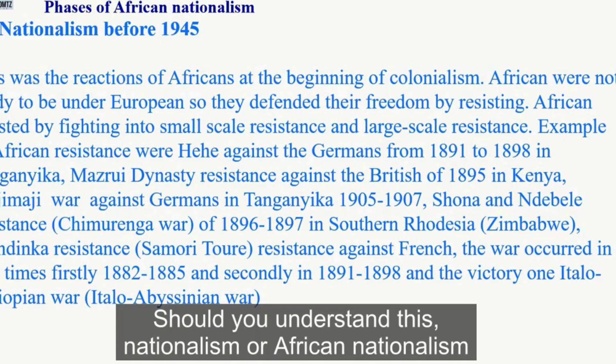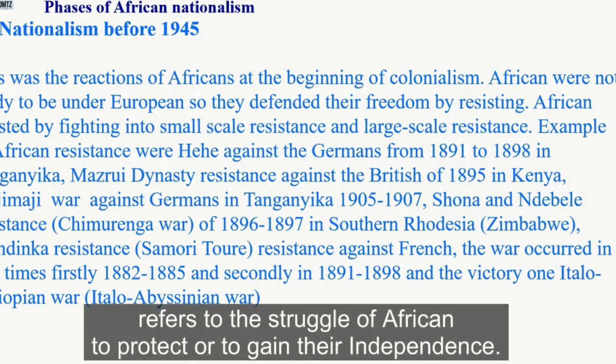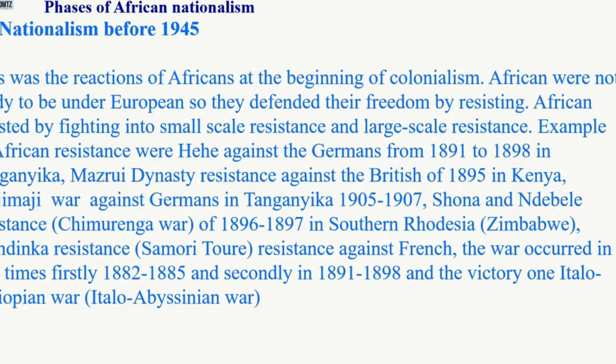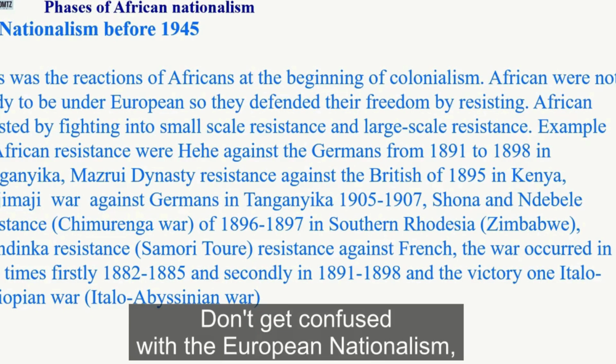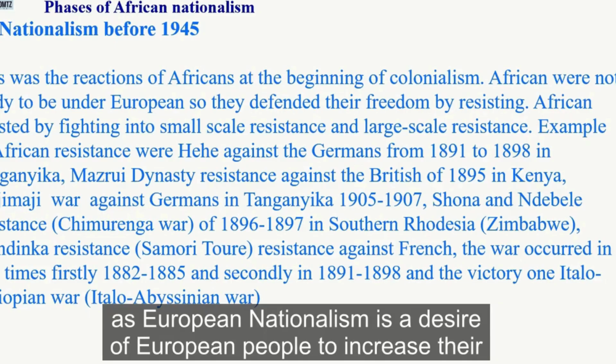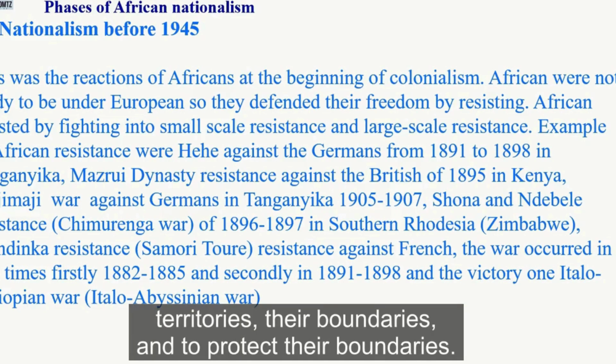You should understand this. Nationalism, or African nationalism, refers to the struggle for Africans to protect or to get their independence. That's the meaning of nationalism. Do not confuse it with European nationalism. European nationalism is the desire of European people to increase their territories, their boundaries, and protect their boundaries.